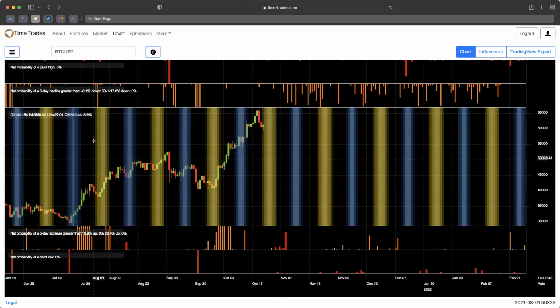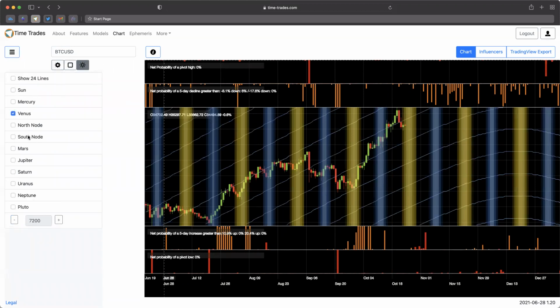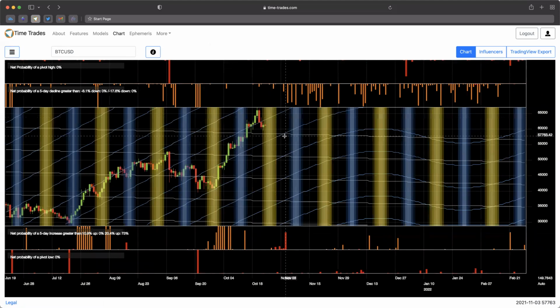And the other trick I like to use with Bitcoin is I like to take a look at Venus and the South Node, because when these 2 planets cross on the wheel of 24, so Venus is blue, South Node is white. When these 2 planets, well, the South Node is no planet, but it's a point. So when these 2 longitudes cross, they tend to correlate with dumps. And you can see here that blue crossing white back in September correlated with a pretty good dump. Back in August, it correlated with a little dump.